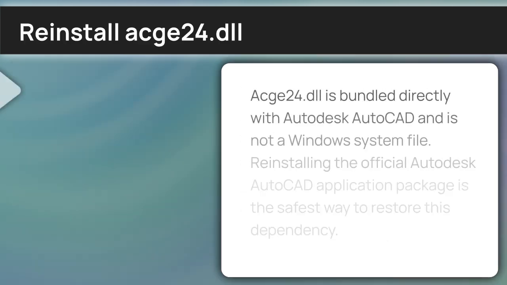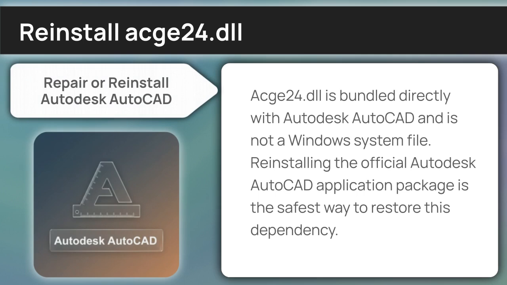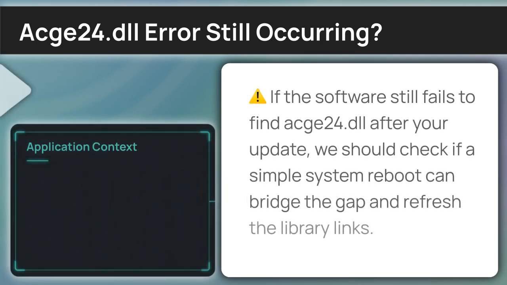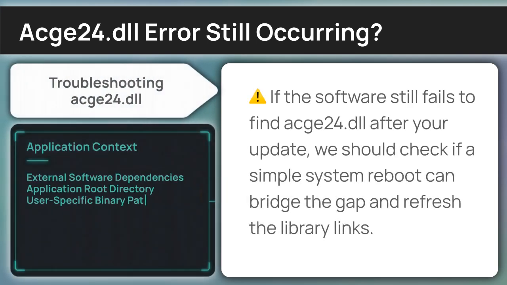This error typically means a core application file is missing from the Autodesk AutoCAD installation path. Reinstalling the latest official version of Autodesk AutoCAD is the fastest way to restore the AutoCAD Geometry 24.dll and get the program running again. If the installer was unable to bridge the gap, we will move to phase 2 of our diagnostic to refresh the system's memory.